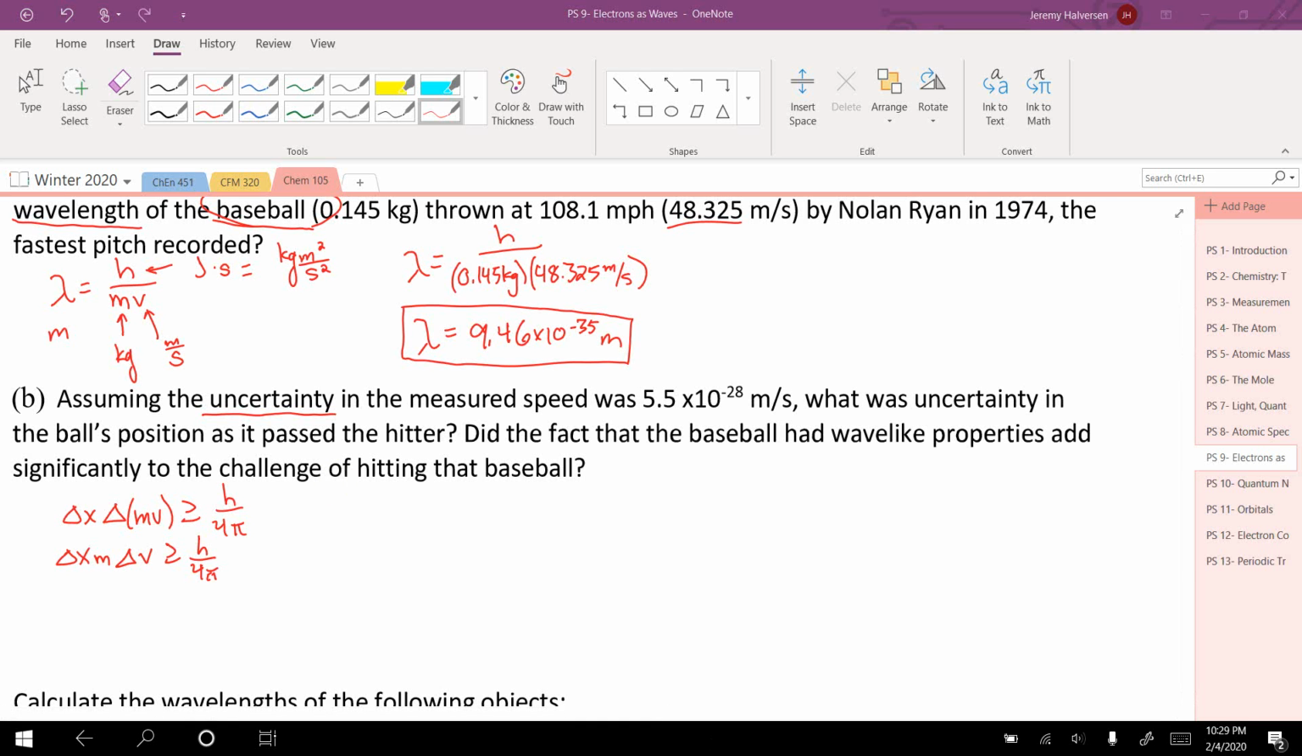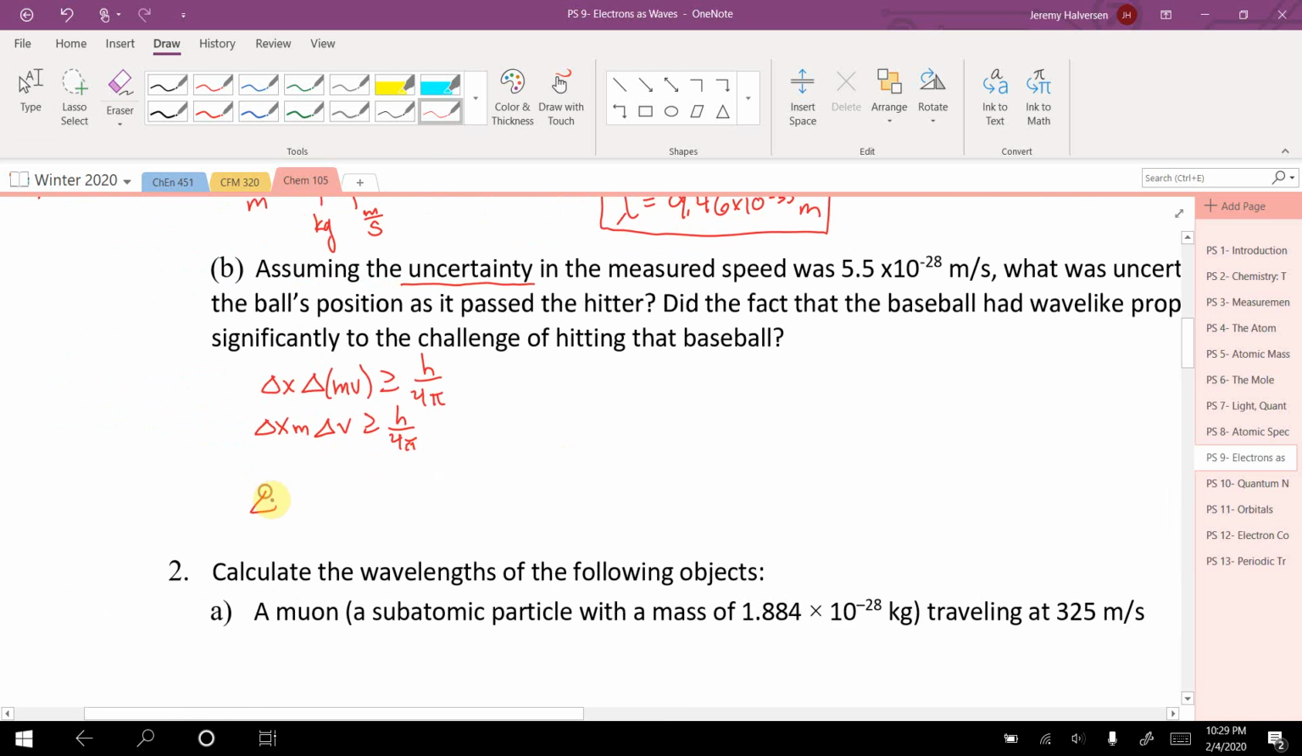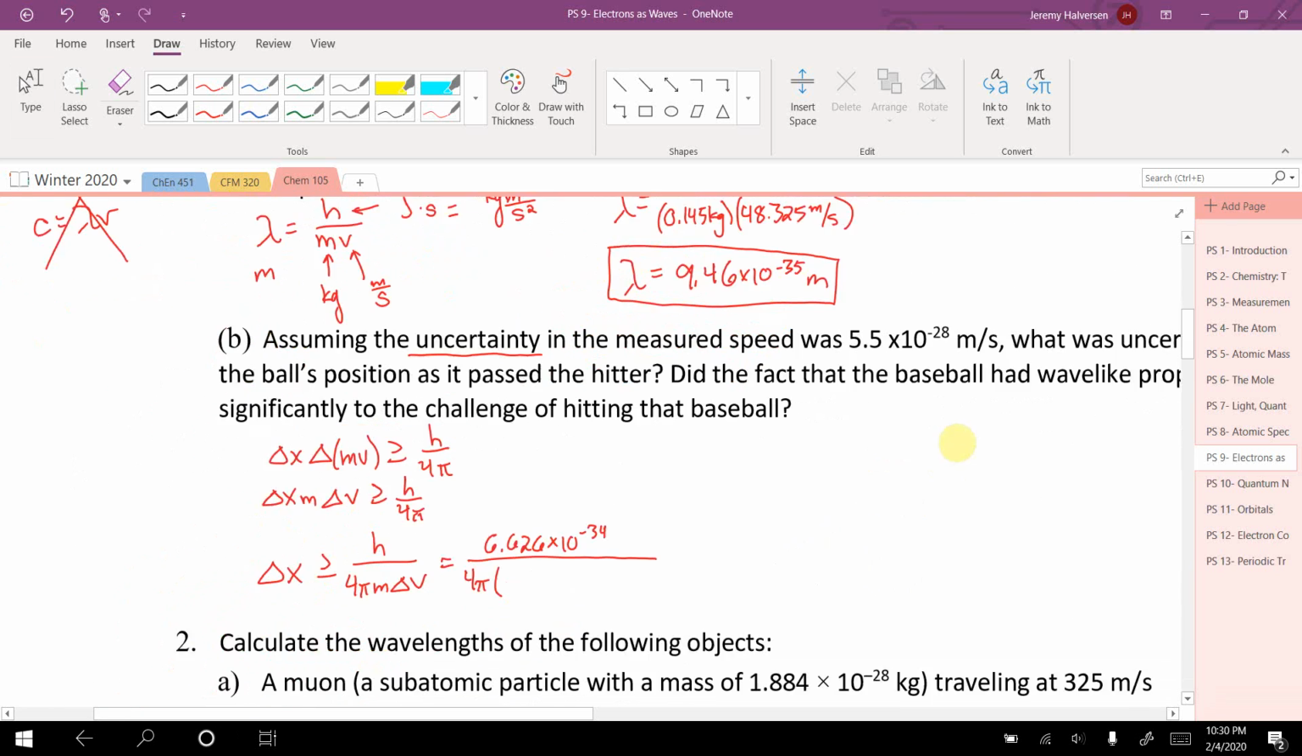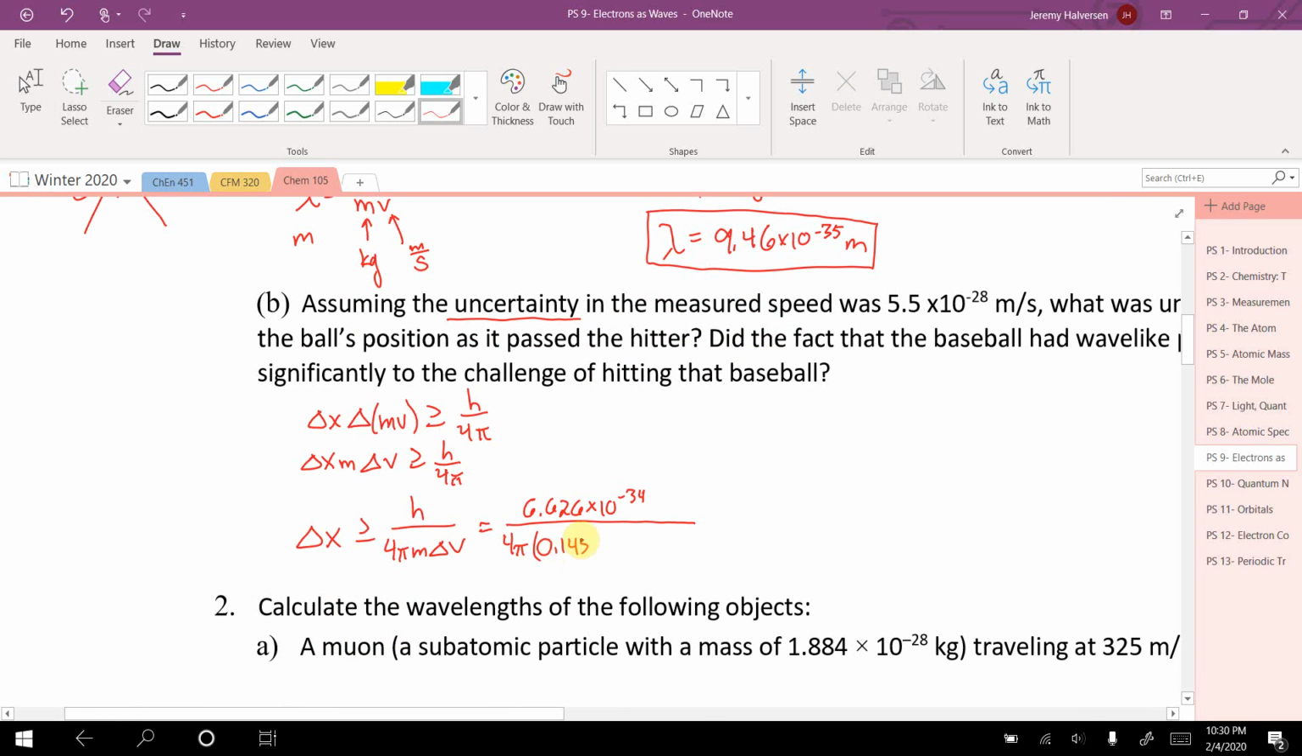So we want the uncertainty in the position, so I'm going to get delta x by itself. There we go. We got delta x by itself. Now I can plug everything in. So 6.626 times 10 to the negative 34 for h, over 4 pi, the mass of the baseball is 0.145 kilograms, and the uncertainty in velocity is 5.5 times 10 to the negative 28. Okay, plugging all of these in.